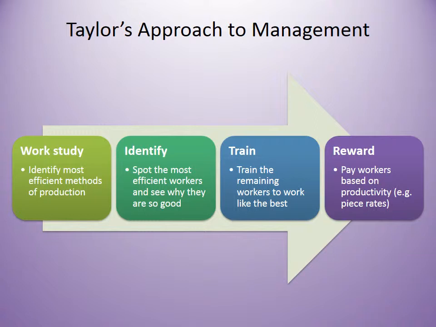And then finally you reward. You pay the workers based on their productivity, so piece rates. For every 20 items that you make, you would get X amount of money.